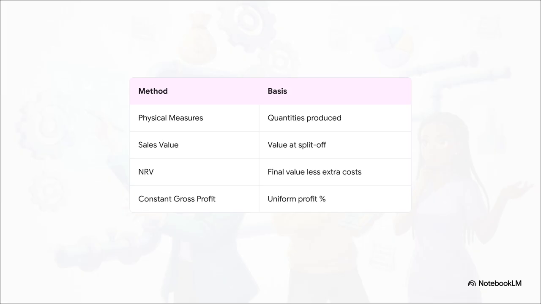This is for when a product needs more work before selling. You take its final sales price, subtract the extra processing costs, and boom, you've estimated its split-off value.